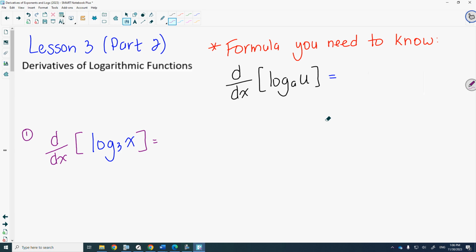Okay, now let's go over the derivative of regular logarithmic functions. So for question number 1, I want you to find the derivative of log base 3 of x. Now before that, let's look at the formula that we need to know for taking the derivative of log functions.